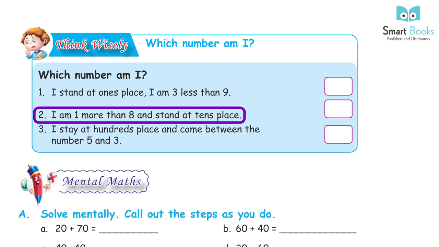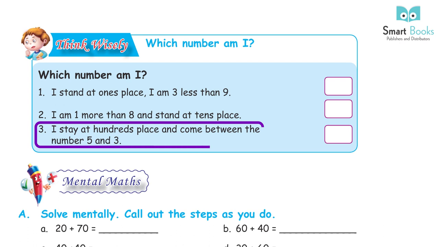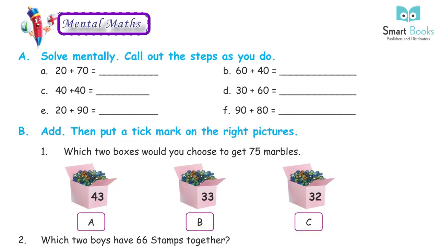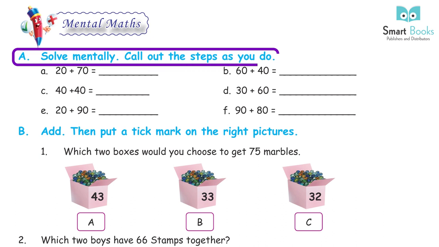Answer: 9. 3. I stay at 100th place and come between the numbers 5 and 3. Answer: 400. Mental math. A. Solve mentally. Call out the steps as you do.